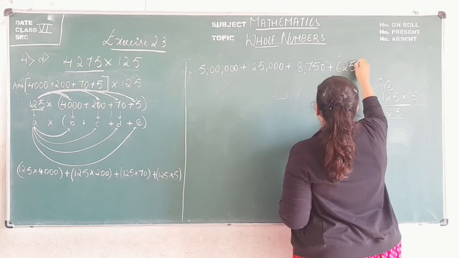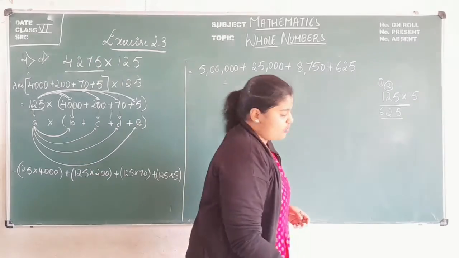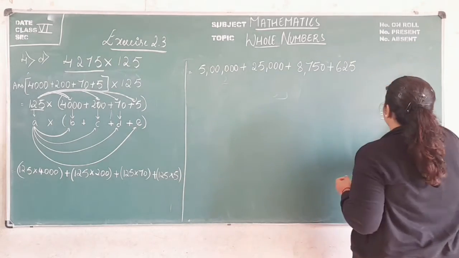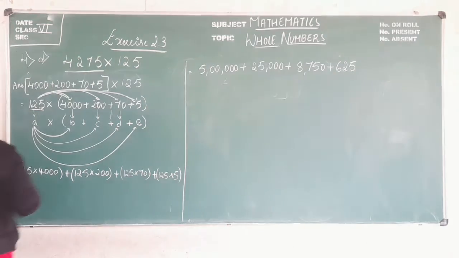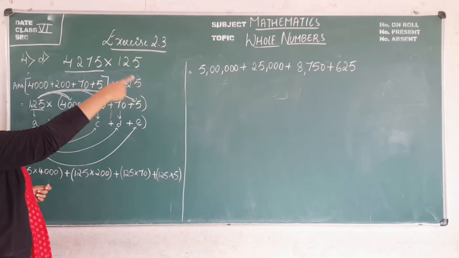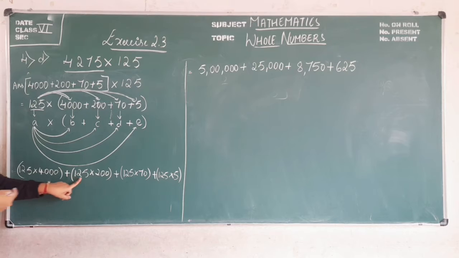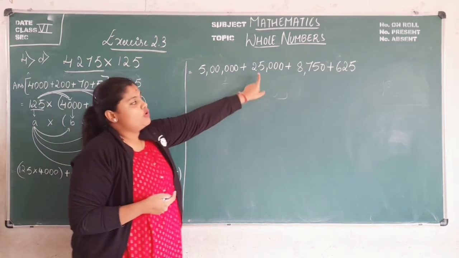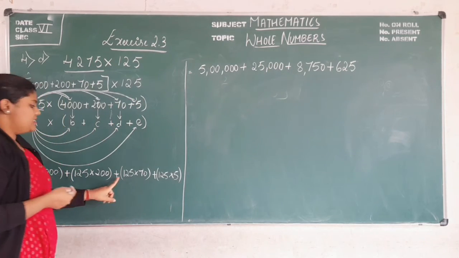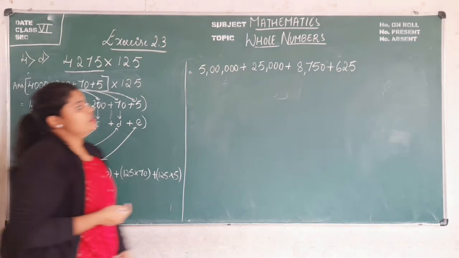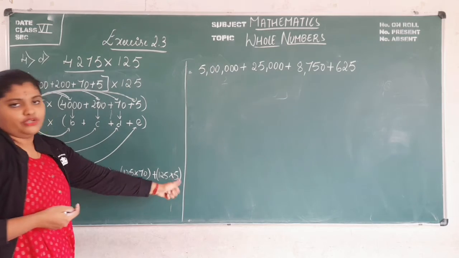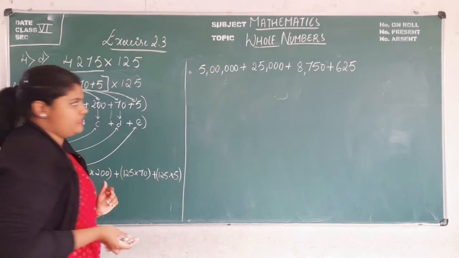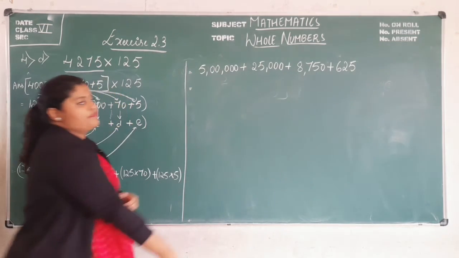625 as the answer. So what we have done here, we have just solved the brackets. So first it was 125 into 4000, we got 5 lakhs, plus 125 into 200, we got 25,000, plus 125 into 70, we got 8,750, then 125 into 5, we got 625. So what is the next step?